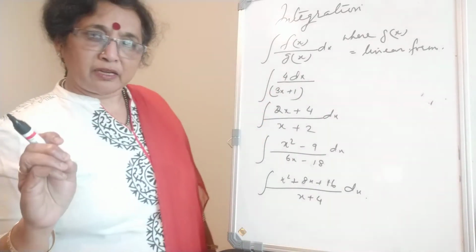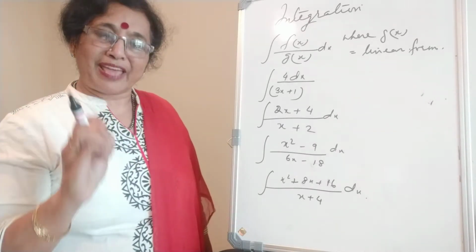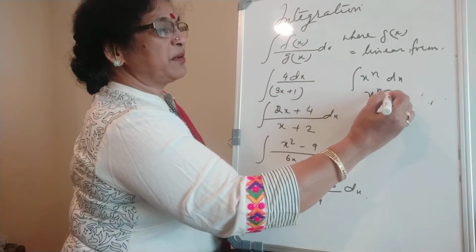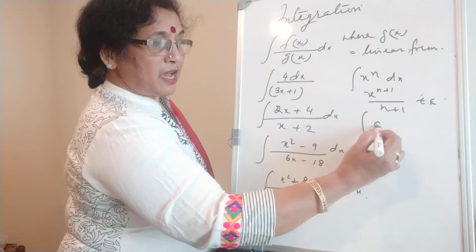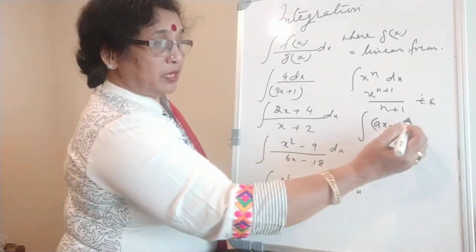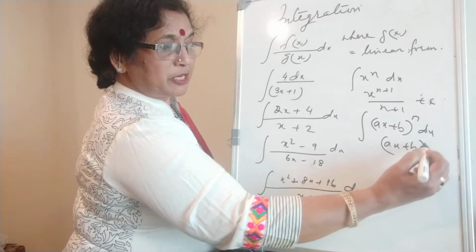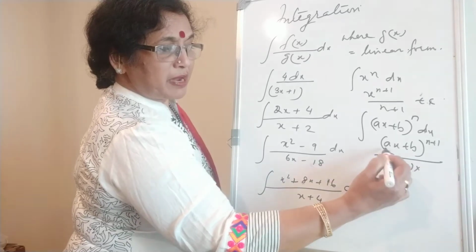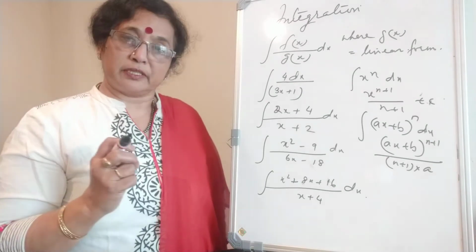Linear you can do just as you integrate x to the power of n dx, that is x to the power n plus 1 by n plus 1 plus c, the constant. Similarly, I can do a linear function where the power of x should only be 1. The integral of (ax plus b) to the power of n can be done by the formula: ax plus b to the power of n plus 1 by n plus 1, divided by the differentiation of this, which is a, and that should be a constant.